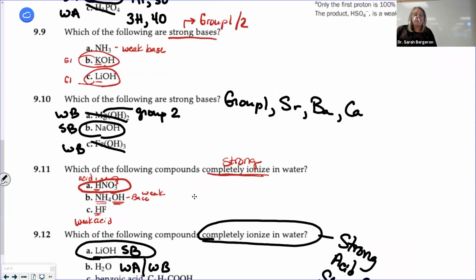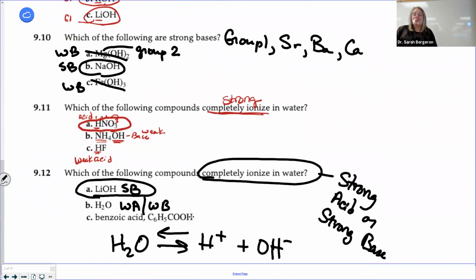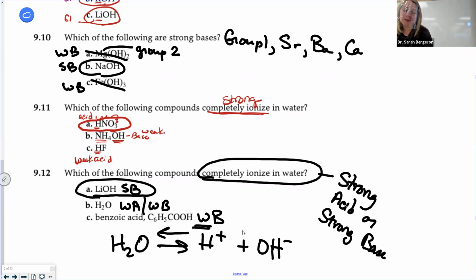Okay, so if I come down here, do I see carbon? Absolutely. So what is benzoic acid, strong or weak? It's weak. So if it's weak, does it completely ionize? No, it doesn't. So this is actually a weak base. Weak acid, sorry, not base. Weak acid.